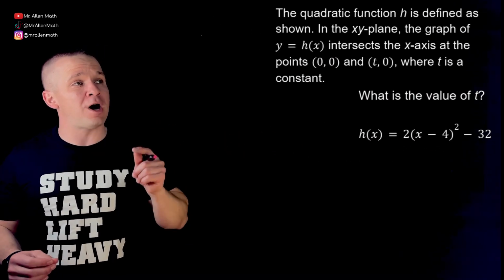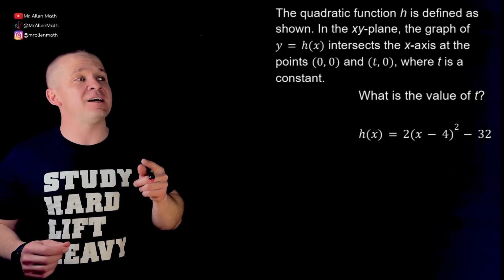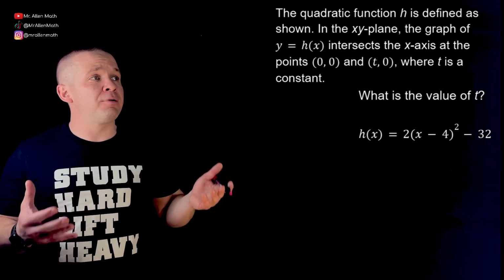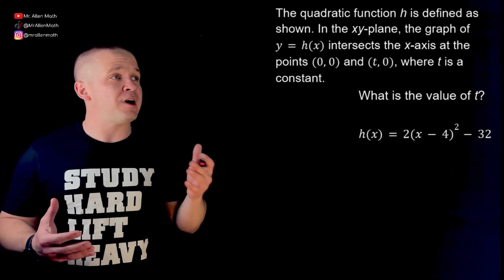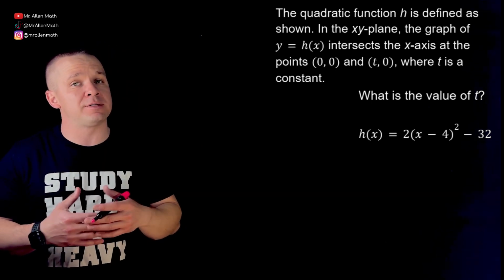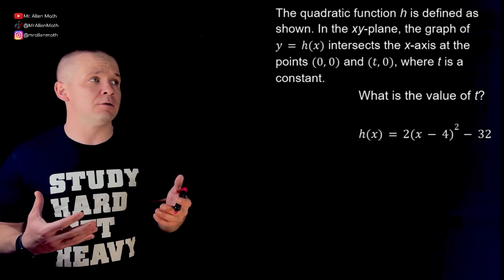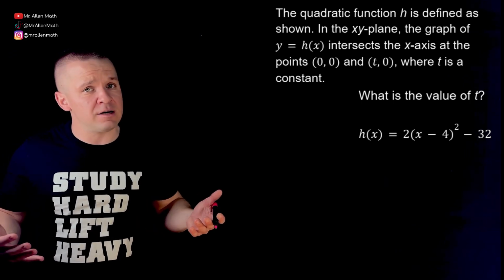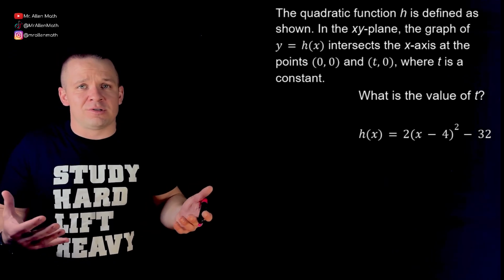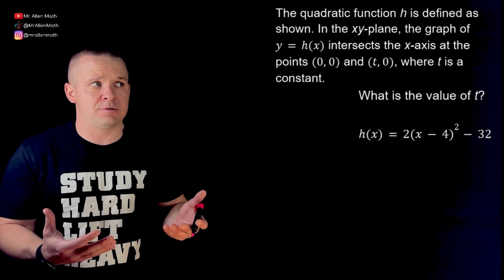I've got the quadratic function h is defined as shown. In the xy plane, the graph of y equals h of x intersects the x-axis at the points (0, 0) and (t, 0), where t is a constant. What's the value of t? So really all they're asking you to do is just solve for x or find the x-intercepts, okay?